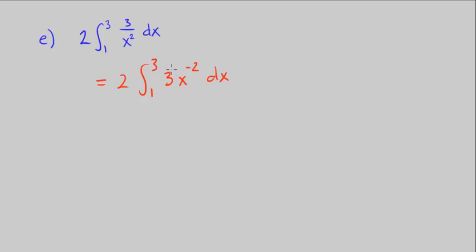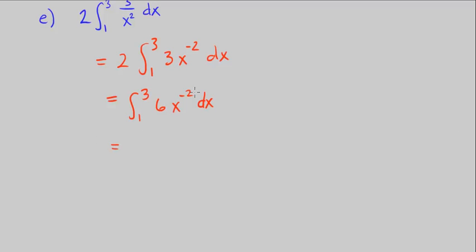One shortcut I want to do is I want to bring this out front. Either that or I want to bring this inside, because this is just multiplying by a constant. I could do it either way. I'm going to bring it inside. So you can multiply the 2 in, and that just makes it 2 times 3 is 6. Now I'm going to take the antiderivative, which is going to be 6x to the power of negative 1, because I'm adding 1, divide by negative 1, and go from 1 to 3.